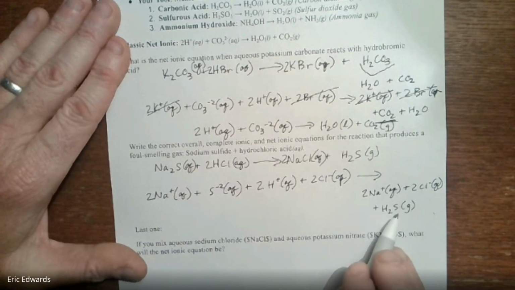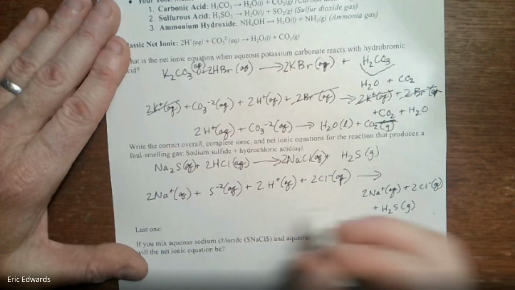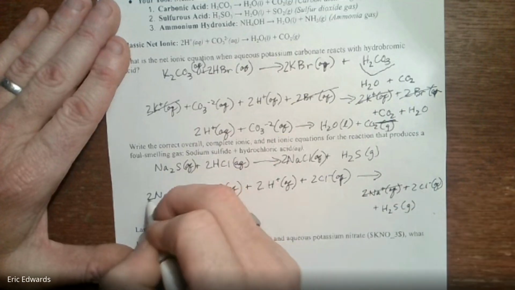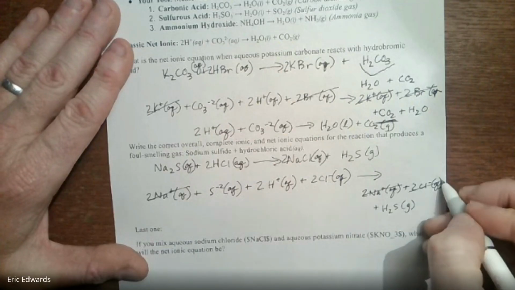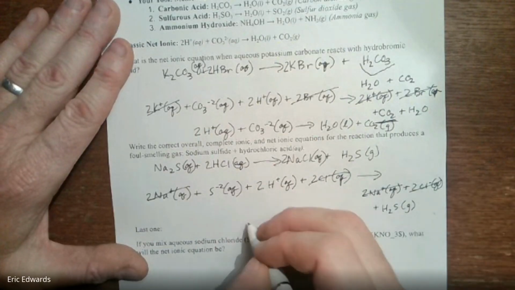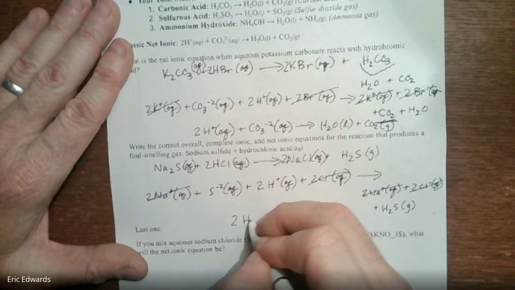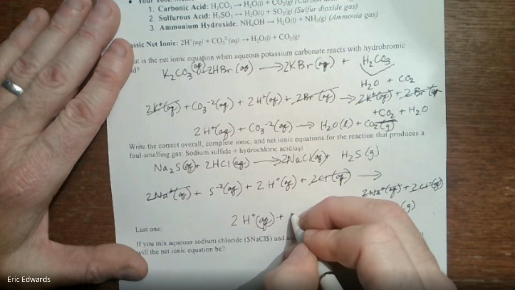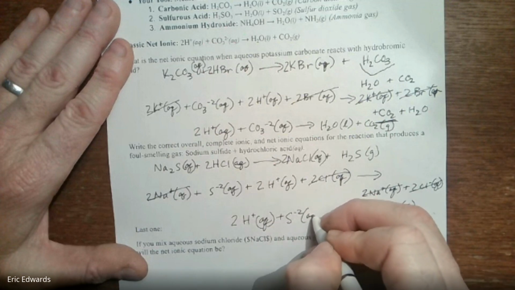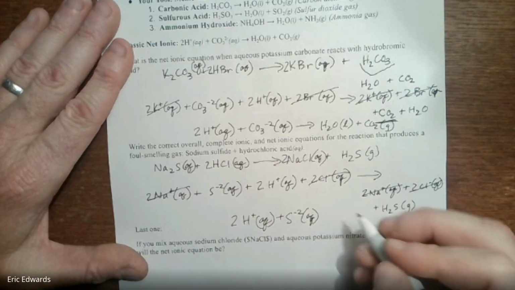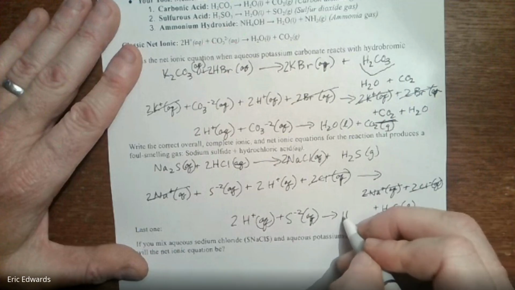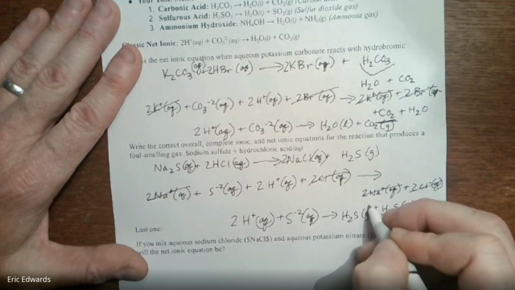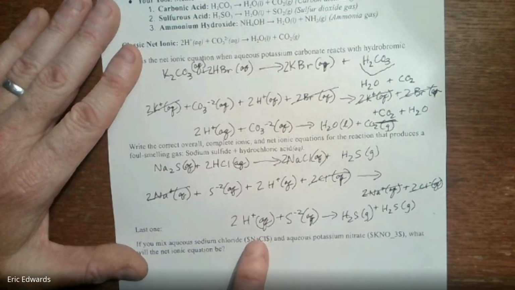All right, so I've got this one right here, and notice here my spectator ions are Na plus and Na plus, and Cl minus and Cl minus. So what I end up with is 2H plus aqueous plus S 2 minus aqueous, and that's going to give me H2S gas, and that is my net ionic equation for this one, okay? All right, let's look at our last one.